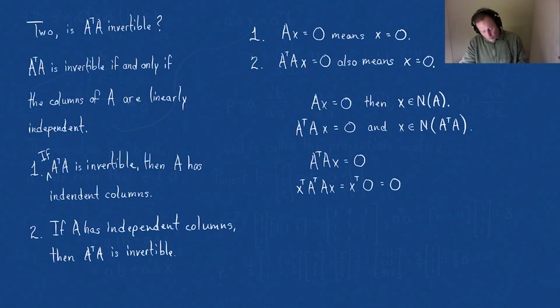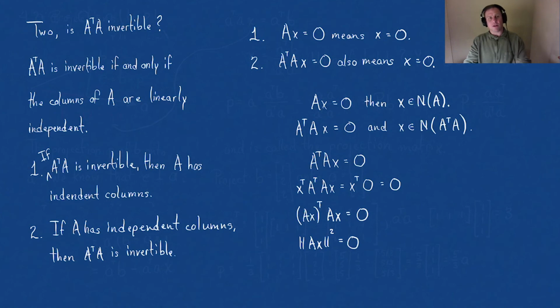Now, let's remember the rules of transposes. This says you can rewrite this as (AX) transposed times AX, and that equals 0. Well, wait a minute. AX is a vector, and AX is a vector, but a vector transpose times a vector, well, that's just the length of the vector squared. But we know that it equals 0. So this just says that the length is 0.